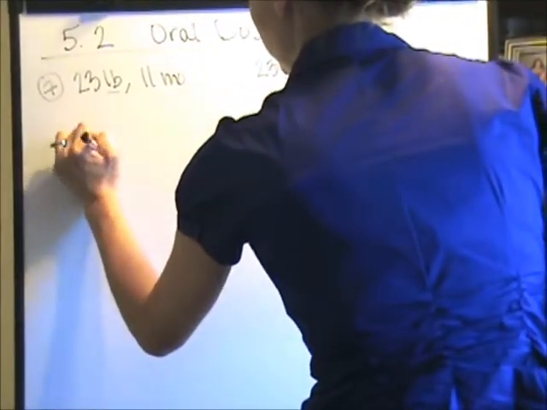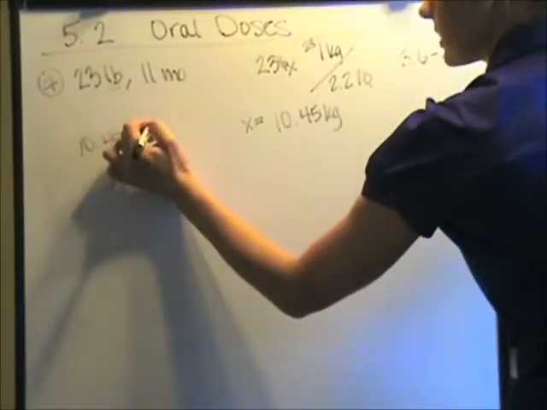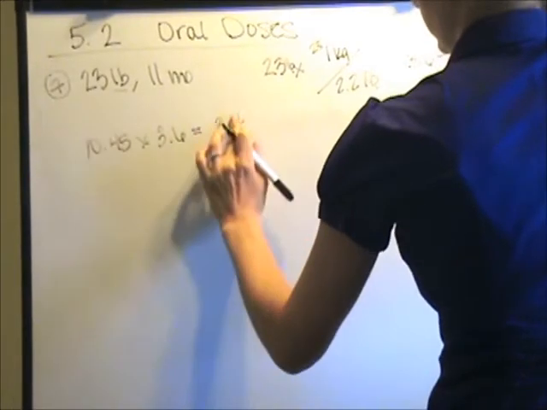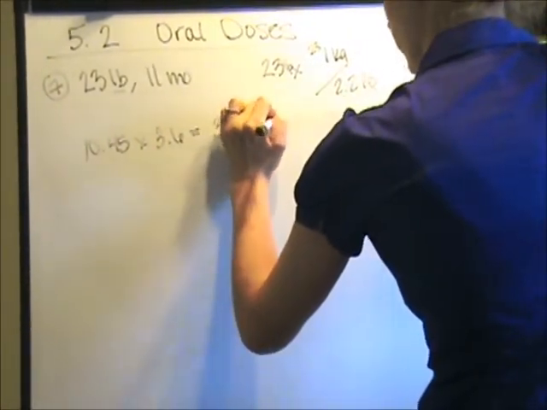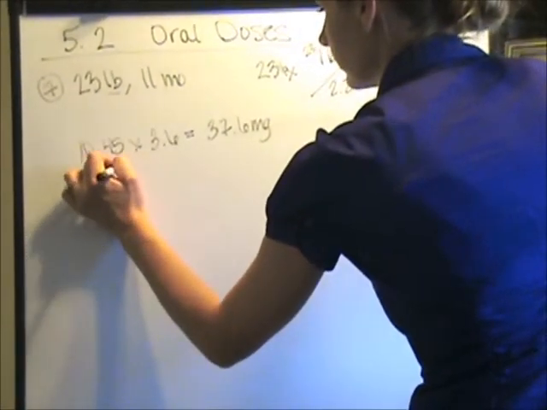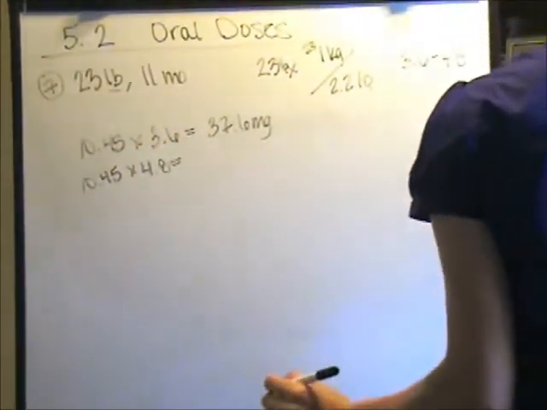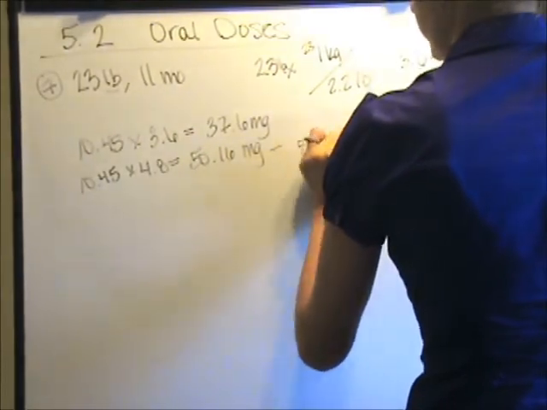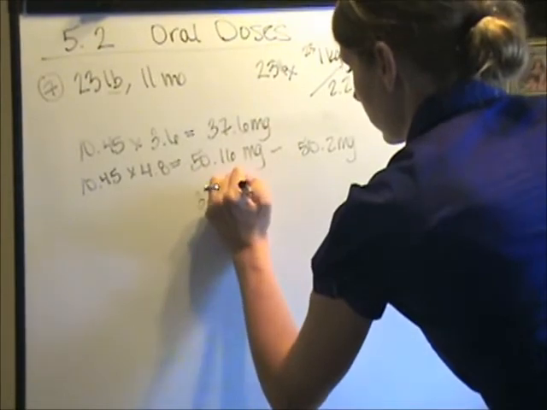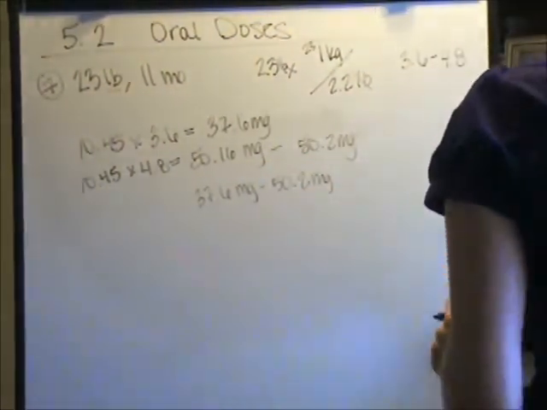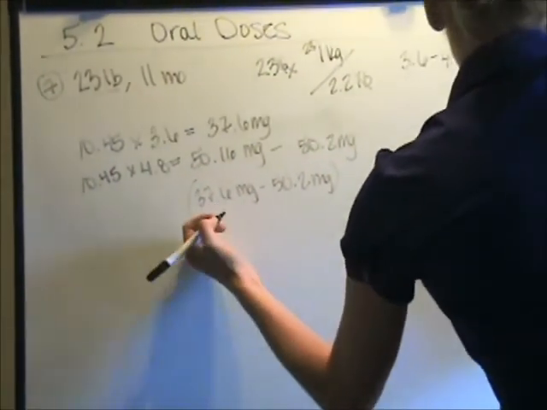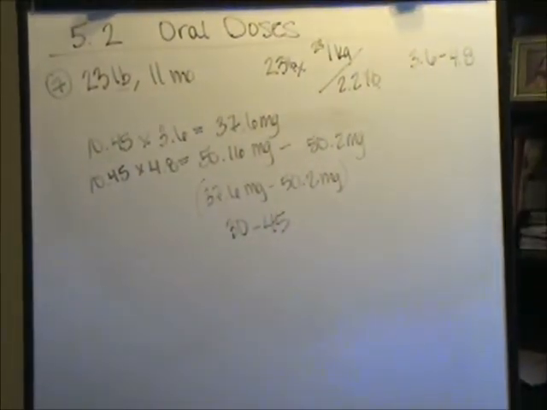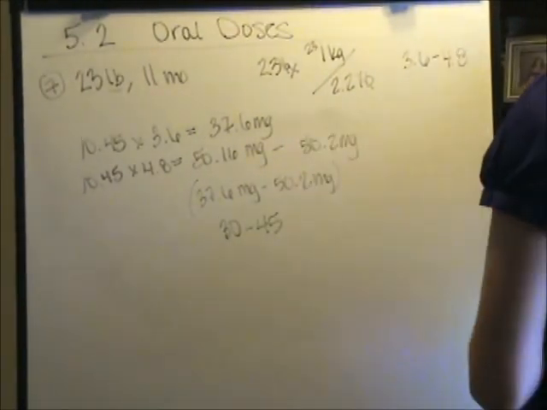So looking at the weight, 10.45 times 3.6. I'm going to just erase that so we've got a little bit more room. That works out to 37.6 milligrams. And then we're going to do the same for the higher dose. And that comes out to 50.16 milligrams. And we're going to just round that up to 50.2. So our range is 37.6 milligrams to 50.2 milligrams. Now, if we look at the dosing table, we'll see that their normal daily range is 30 to 45. So we'll see that ours is a little bit higher. So that's really going to be too high of a dose for a patient.